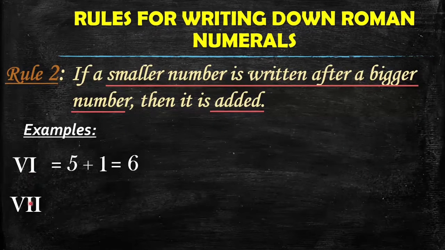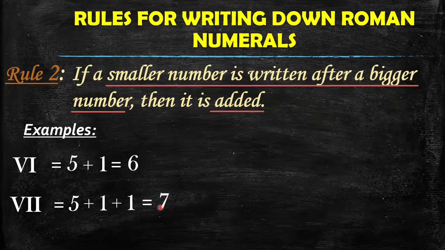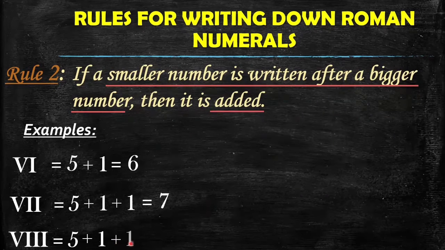Then we have VII. V is the number 5 and I is the number 1. So we have to add up the values of V and I together, equals 5 plus 1 plus 1, which equals 7. Then we have VIII, which means 5 plus 1 plus 1 plus 1. Your answer is 8.